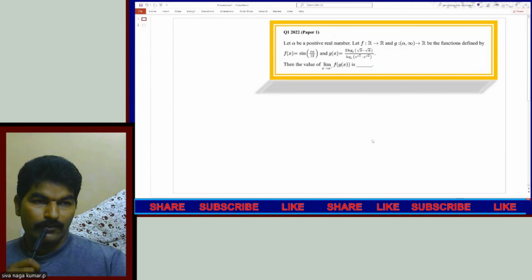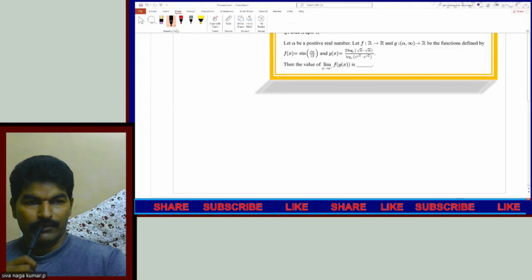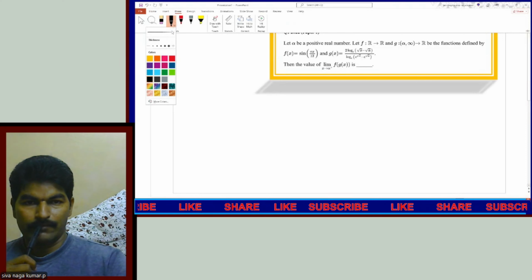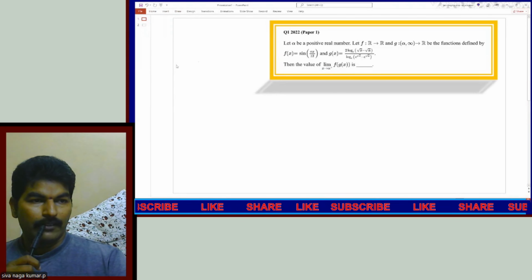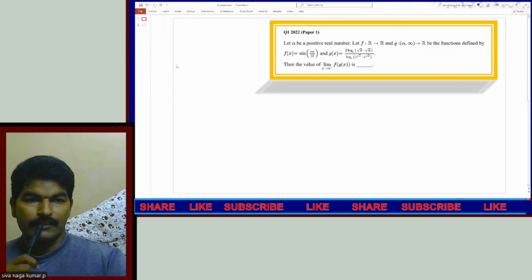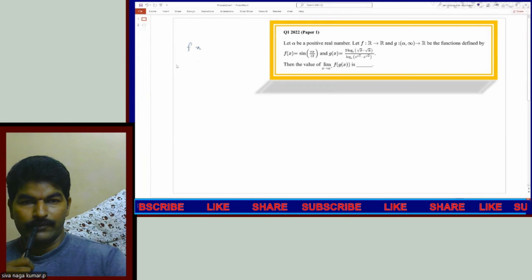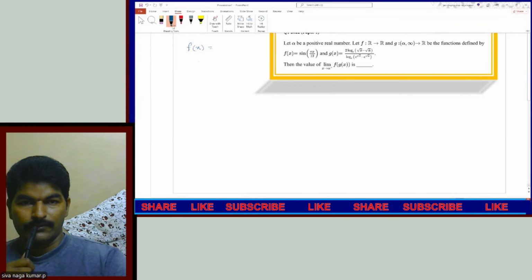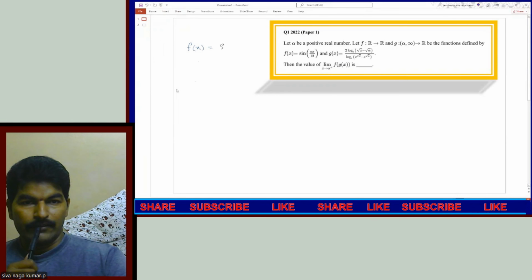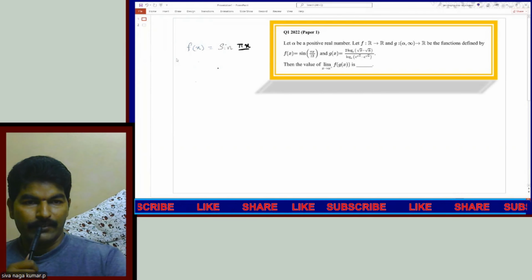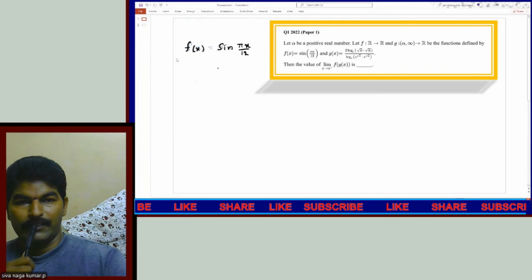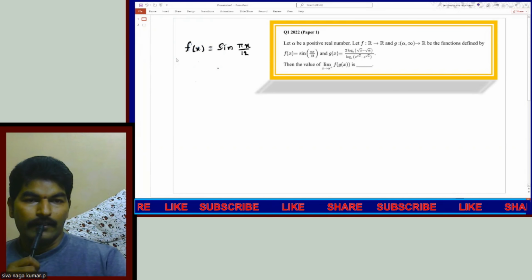Let f from R to R and g from alpha to infinity to capital R be the functions defined by f of x equal to sine. We will copy this. f of x equal to sine of pi x by 12.